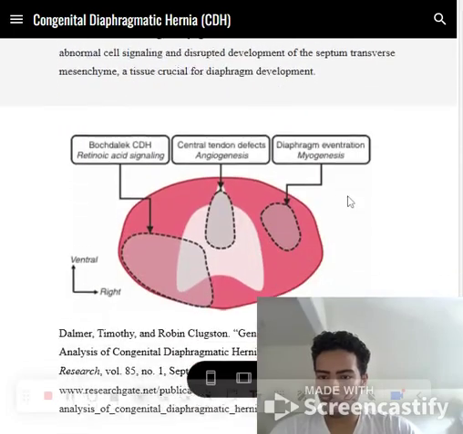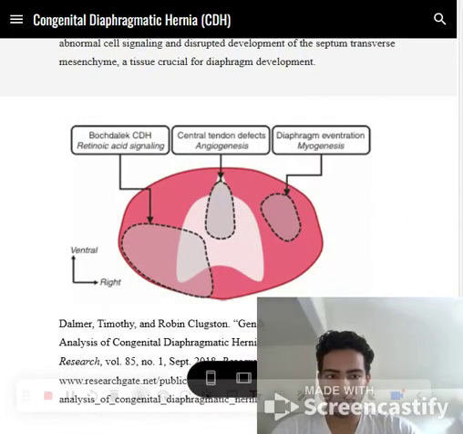And then below here, it shows just what happens to the developing diaphragm when certain genes or functions are disrupted.